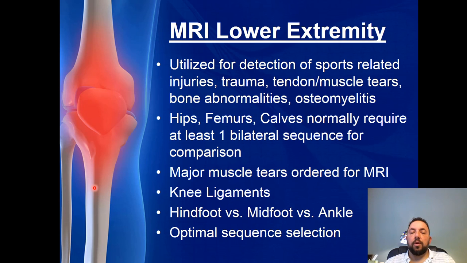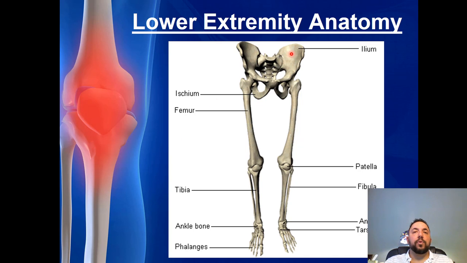Major muscle tears are prime for MR orders because of the superiority in soft tissue visualization and contrast. Often for knee ligaments, one of the most common MRs we do is to evaluate for the knee. And then we're going to talk about in the foot, we're going to segregate hind foot versus midfoot versus forefoot and optimal sequence selection.